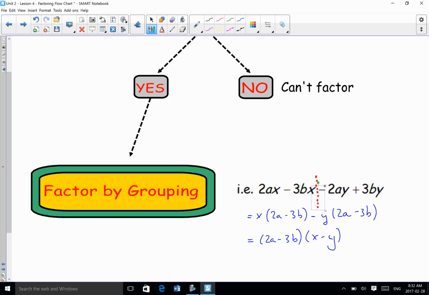If you couldn't group them, then for now we can't factor. That's it, you're done, as far as you can go. Okay, check our brackets, no exponents, no factoring, we're done.